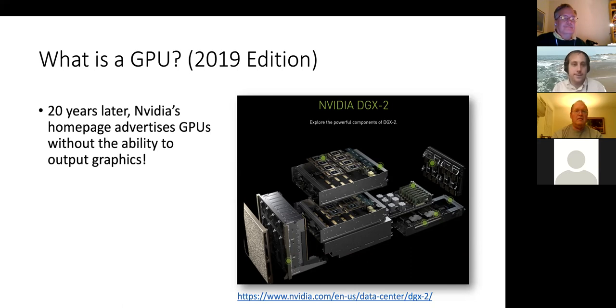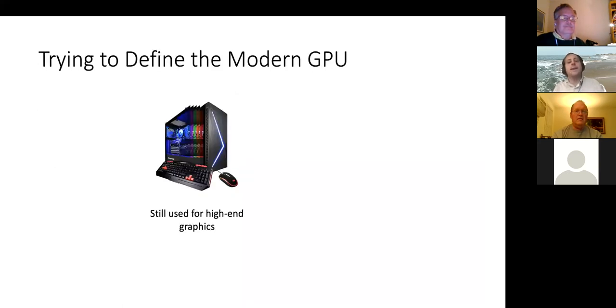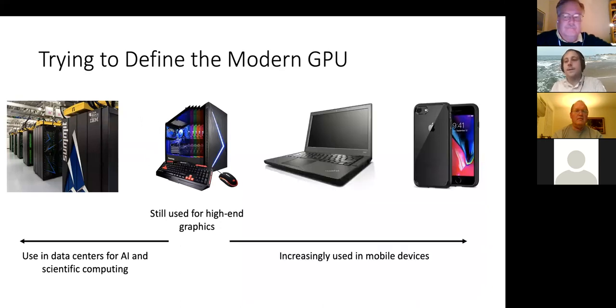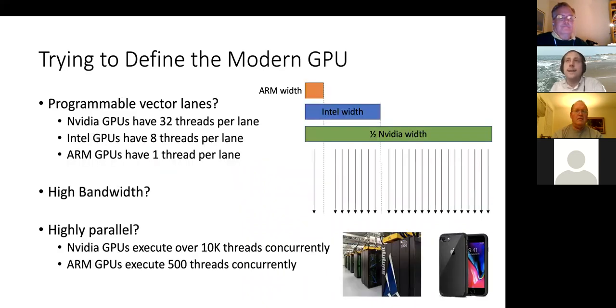So the definition of a GPU has been very fluid, and it's evolved over the years. If you try to define the modern GPU, you're going to have a really hard time. They're still used for high-end graphics, like what they were originally defined for. But now they're in all the top supercomputers, and they're going closer to the edge. In fact, everybody probably has a GPU in their pocket right now in their smartphone. So when you're writing a compiler, though, what you need is a mental performance model.